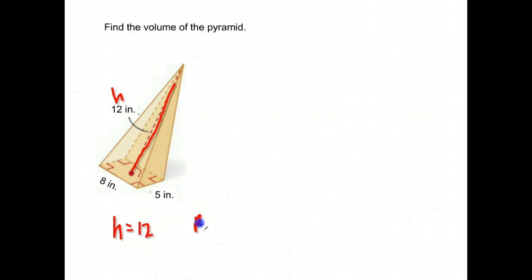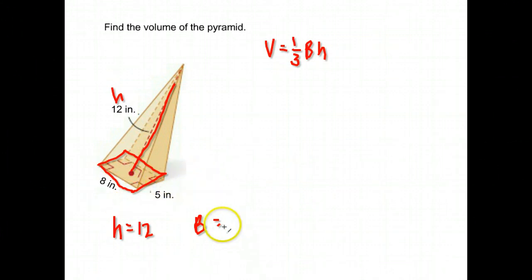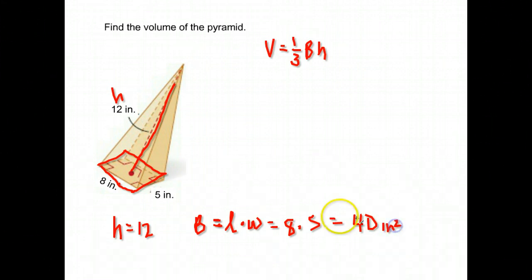We also need to find the area of our base because again we're finding volume, and for the volume of a pyramid you need 1/3 the area of the base times the height. What shape is our base? That's going to determine how we find its area. Well, if you take a look, it is a rectangle. How do we find the area of a rectangle? We take length times width. We have a length of 8 times the width of 5, and 8 times 5 gives us 40. So the area of our base is 40 square inches.